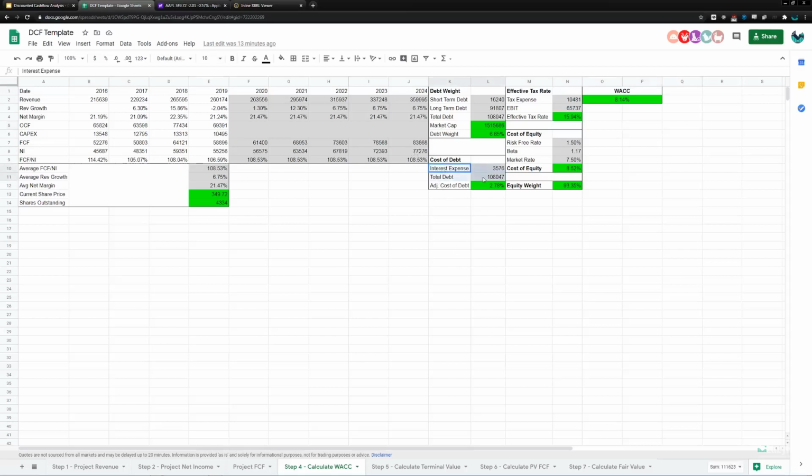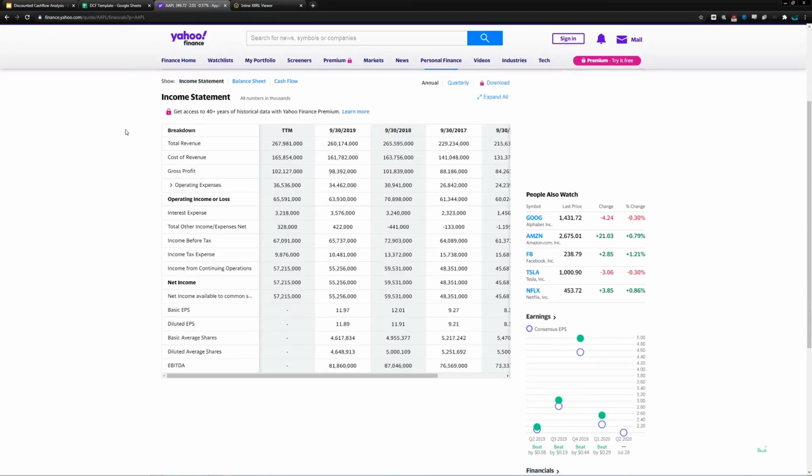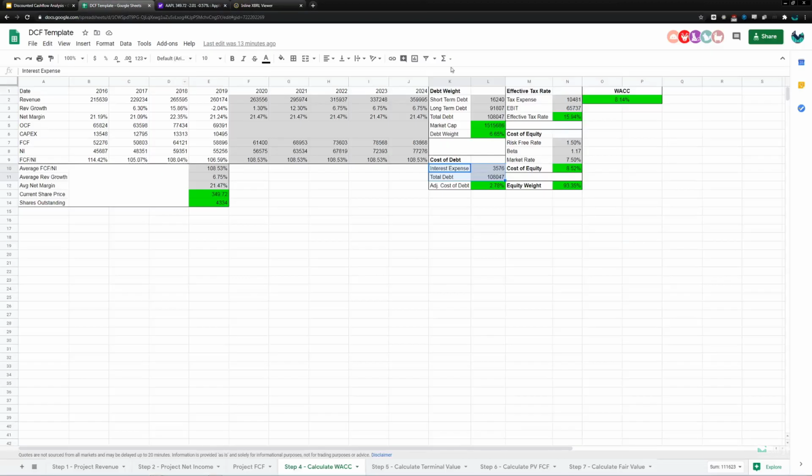So first things first, interest expense and total debt, both of those things just come from the financial statements. So total debt we already have. That's 108 billion, which we just calculated. And then interest expense is right here. And by the way, for these values, where we're calculating the current WACC, or the current weighted average cost of capital, we want to use the most recent, up-to-date data. So that's why I'm using the 2019 values. There's no projections in this part. We're just taking the latest data that we have.